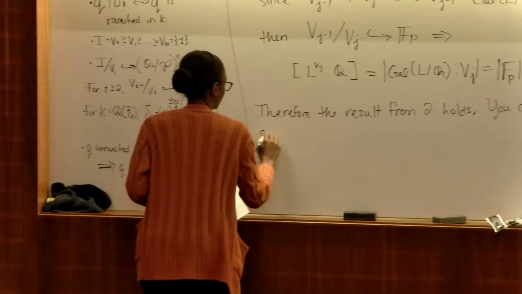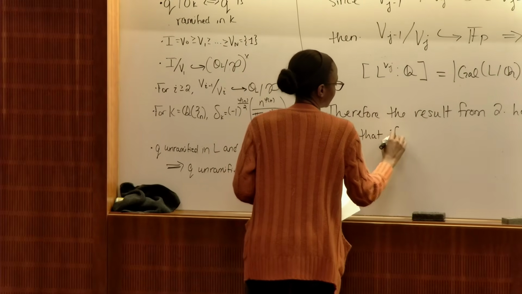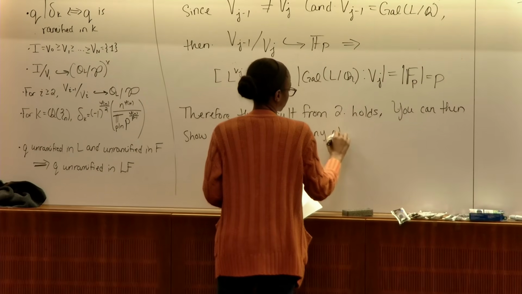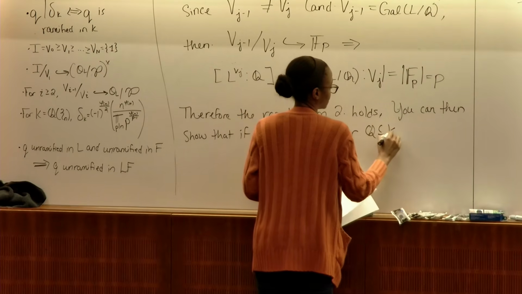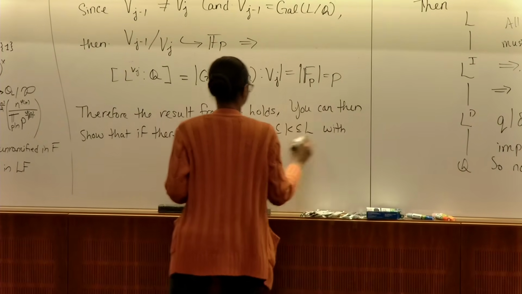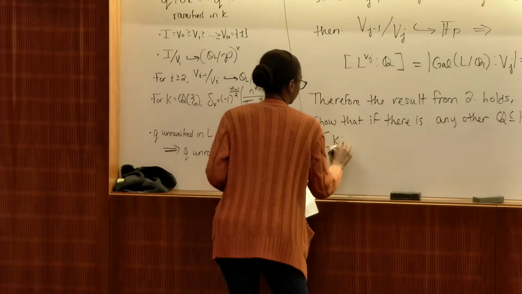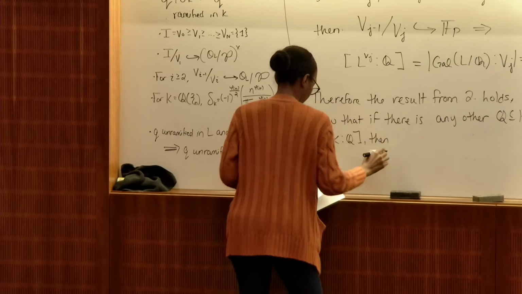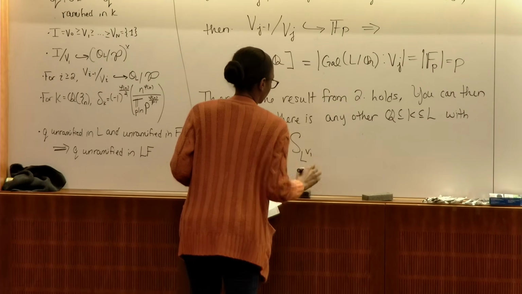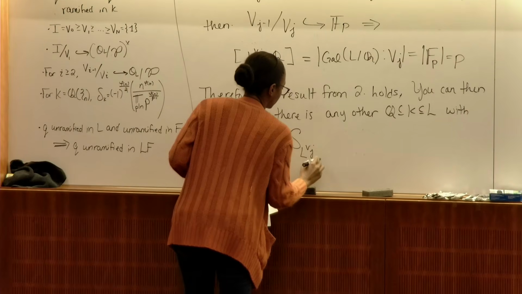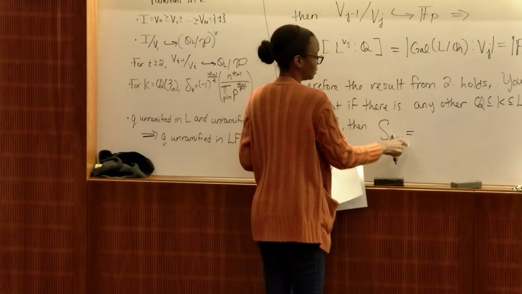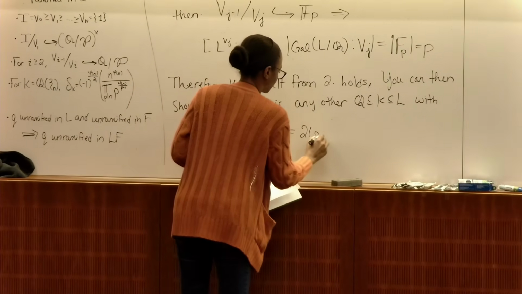What you can do is you can show that if there is another field in the extension of degree P, then this mysterious integer that I can't tell you much about, which because we've already argued that this has degree P, we know that this integer is 2 times P minus 1.